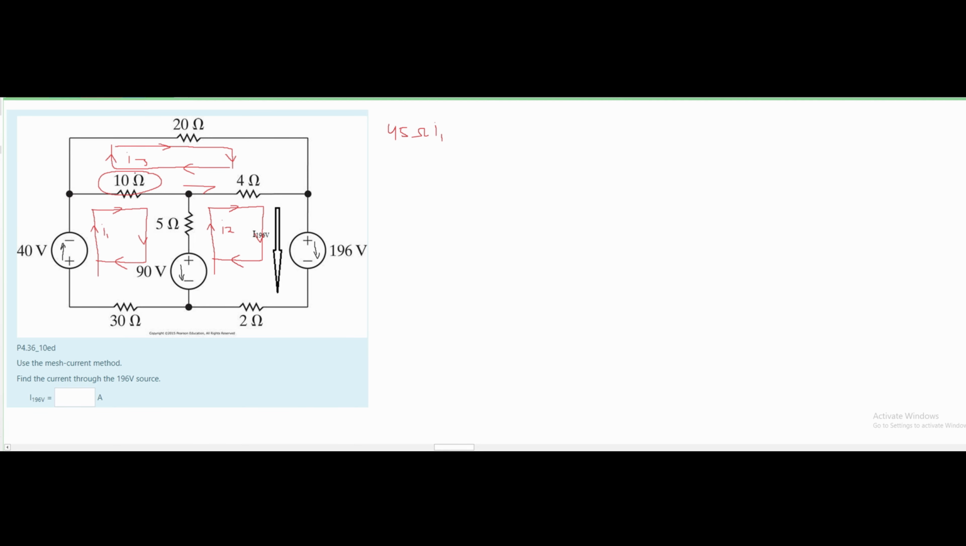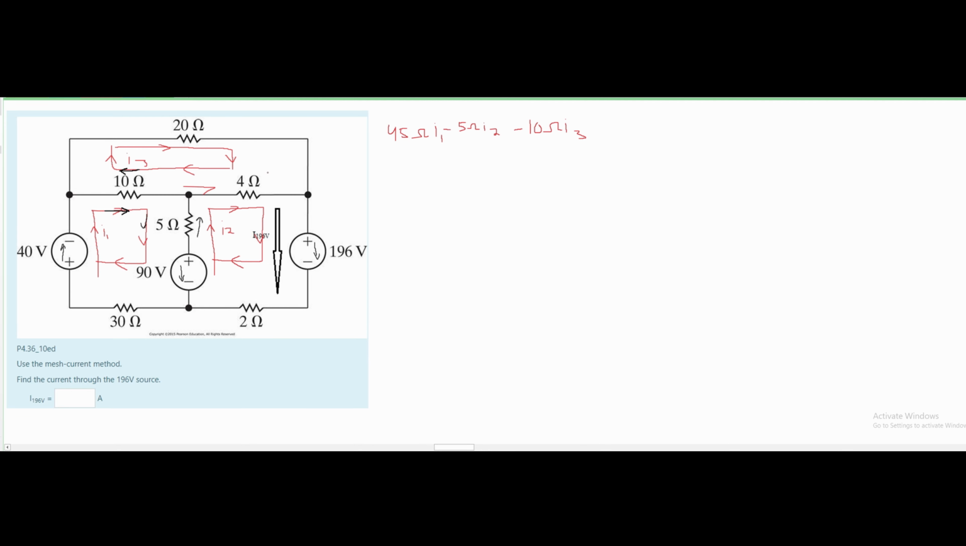Now this 10 ohm resistor shares space with our I3 current. We have to subtract this I3 current because they're going in opposite directions. We should note that our I1 is going this way, and our I3 is going this way. Again, since they're going in opposite directions, we need to subtract it. So we're going to have a minus 10 ohms, and this is for our I3. We're also going to have to do the same thing for our 5 ohm resistor, because our current is going this way, and our I2 is going this way, which is in opposite directions. So we're going to have a minus, and then our 5 ohm resistor being multiplied by our I2.